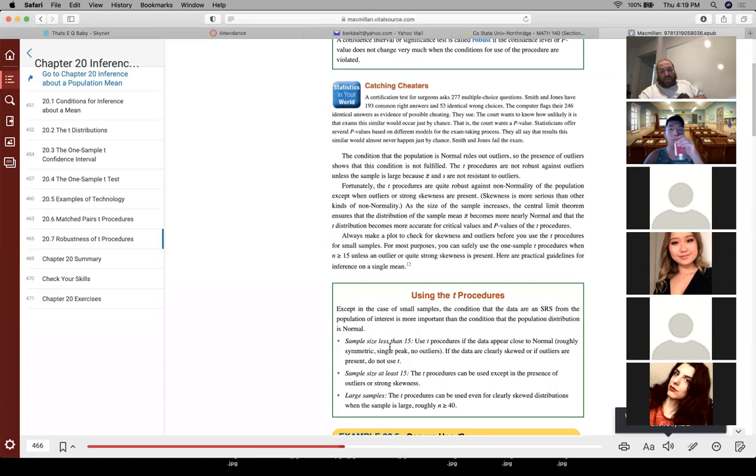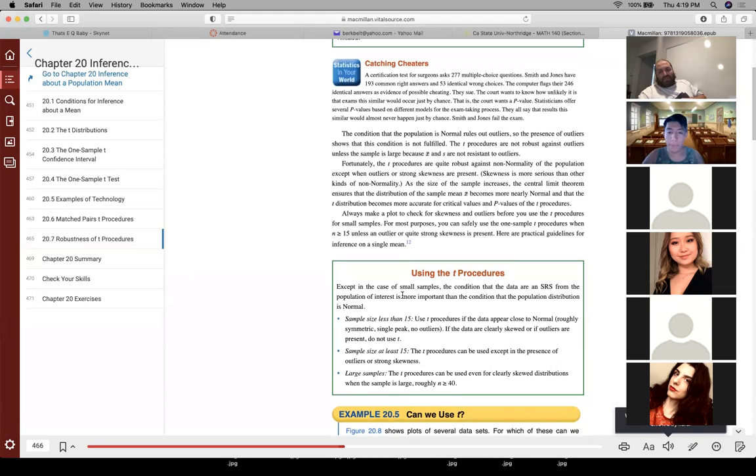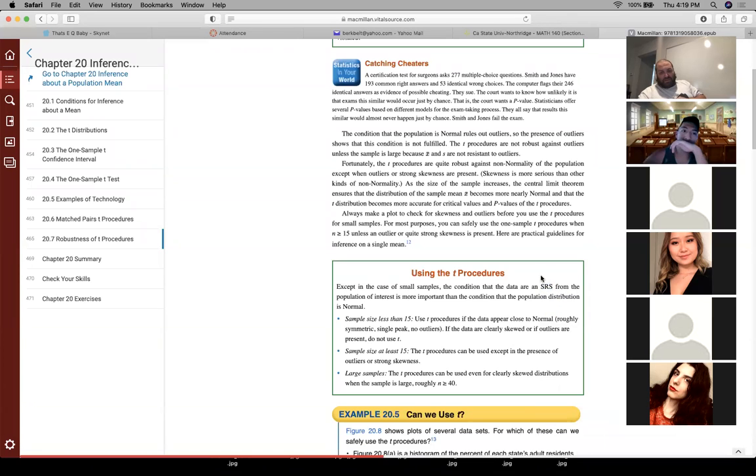Okay, so we had this box here, which told us that the SRS is the most important condition more than anything else. It basically has to be an SRS. If it's an SRS, then even the T procedure is not robust enough to break that down. Okay, it's got to be robust. It's got to be an SRS. But what if it's not really normal, or if there's outliers?